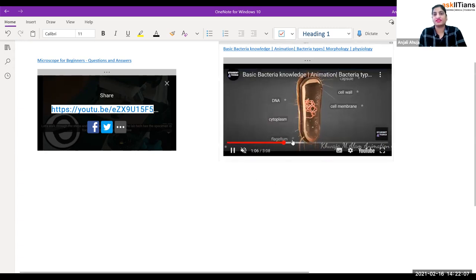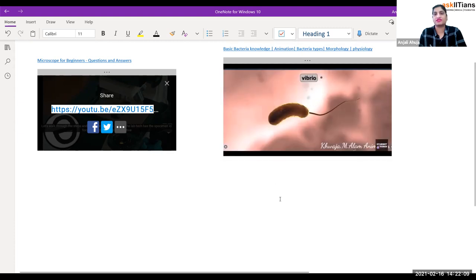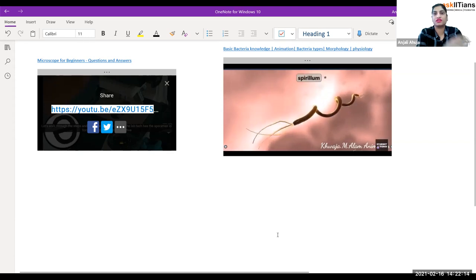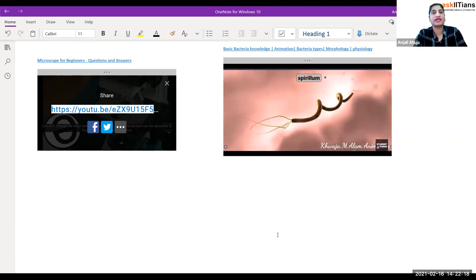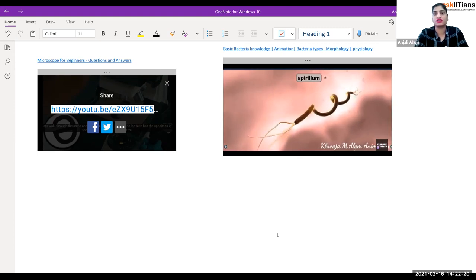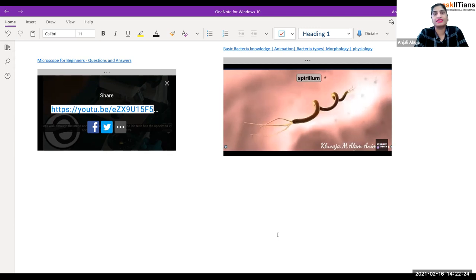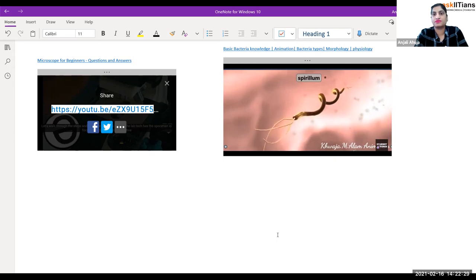But the next thing that they are explaining is, this is the bacteria Vibrio. Vibrio is comma shaped. And then spirillum is like a spiral shape. They are showing all the structures and different shapes. Spirochetes is one bacteria, C-H-A-E-T-E-S. Spirillum.